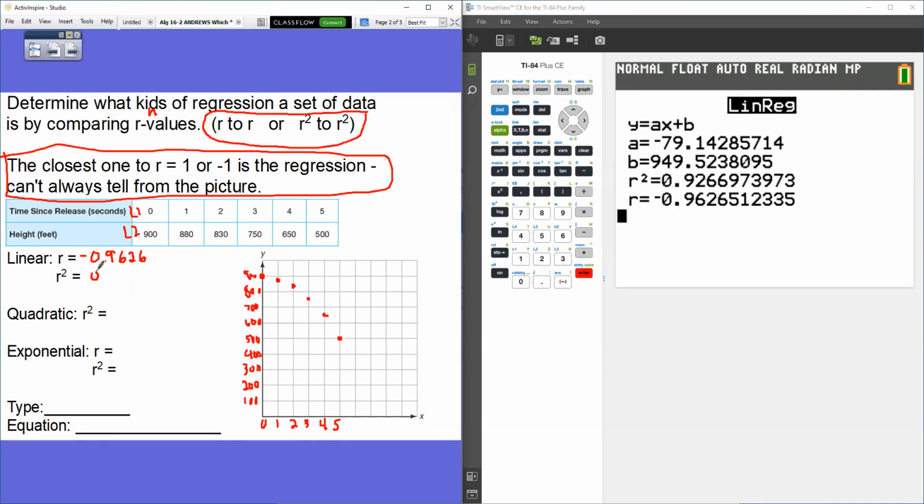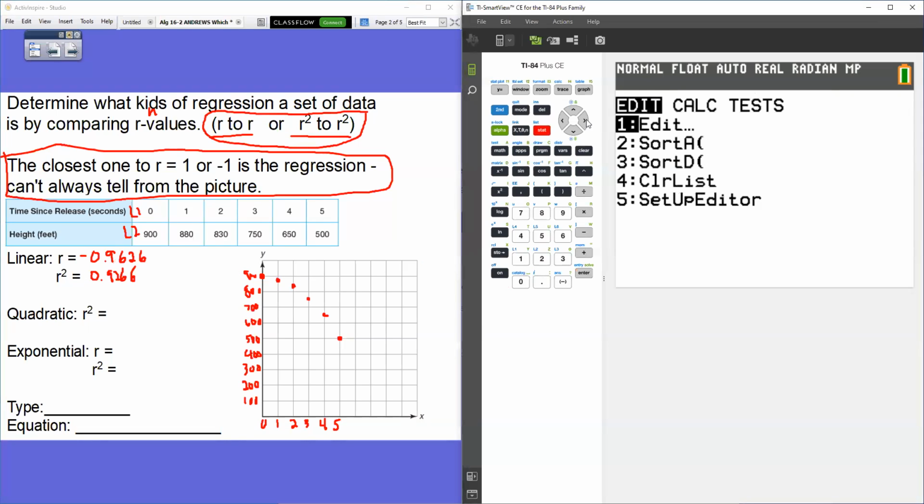For the R squared, you might be saying, wait, why do I have to write the R squared if we're looking at linear? That's because when we compare things, we have to compare R to R and R squared to R squared. So when we want to figure out if it's linear, quadratic, or exponential, we have to look at those R squared values. So this is 0.9266, sorry.